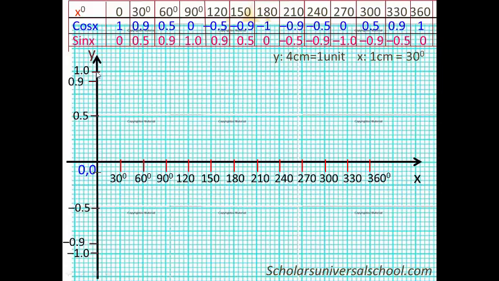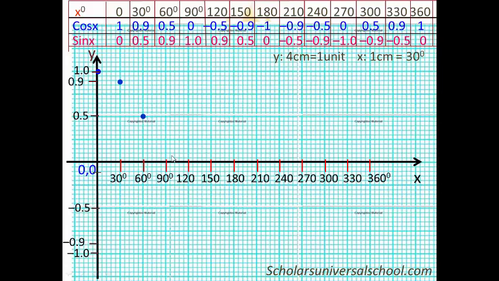So this is where we have it. Can you see we have plotted it? Then when x is 30 degrees, cos x is 0.9. So this is 30 degrees, 0.9. Then the third one, this one is 60 degrees and 0.5. This is 0.5 and this is 60 degrees. So this is where we plot.